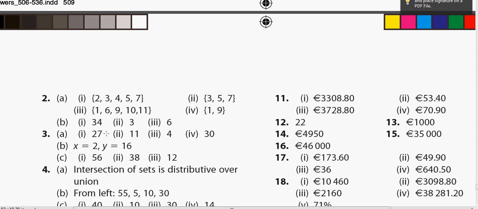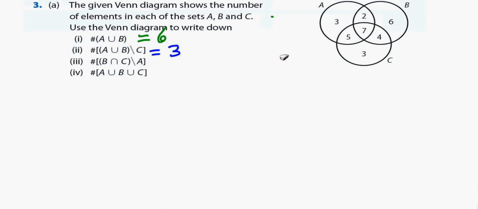The answers in the book are 27 and 11. So just give me a second. The Venn diagram shows the number of elements in each set. So what we've basically done wrong here is that usually elements have a point in them, but what's actually shown is the cardinal number. This means that 3 people are in A only, 6 people are in B only, and 3 people are in C only. It's actually how many, okay?